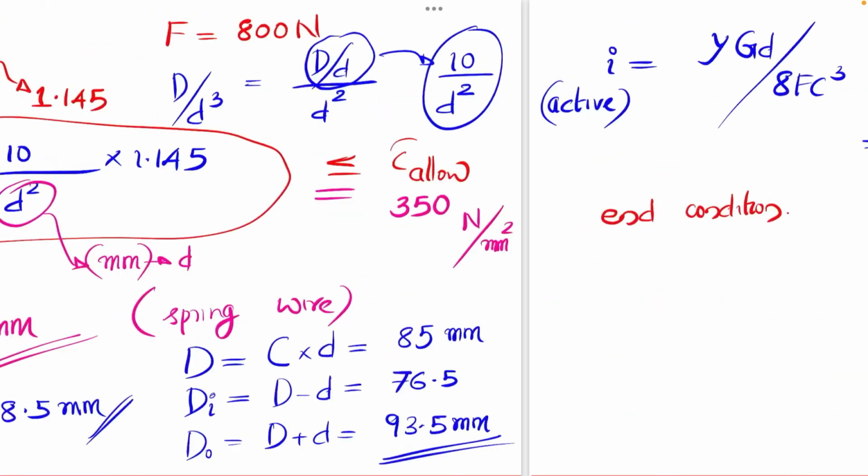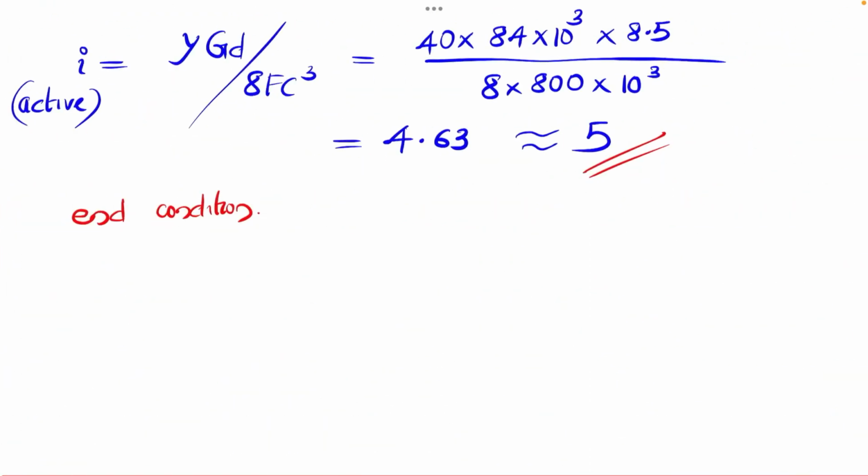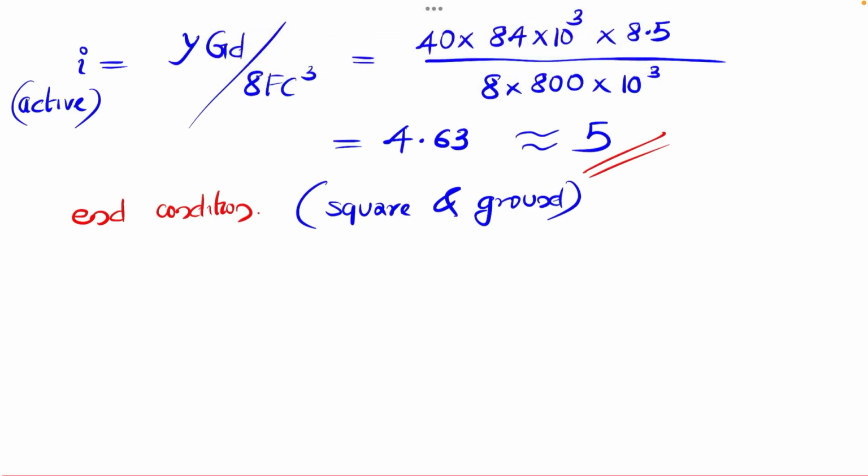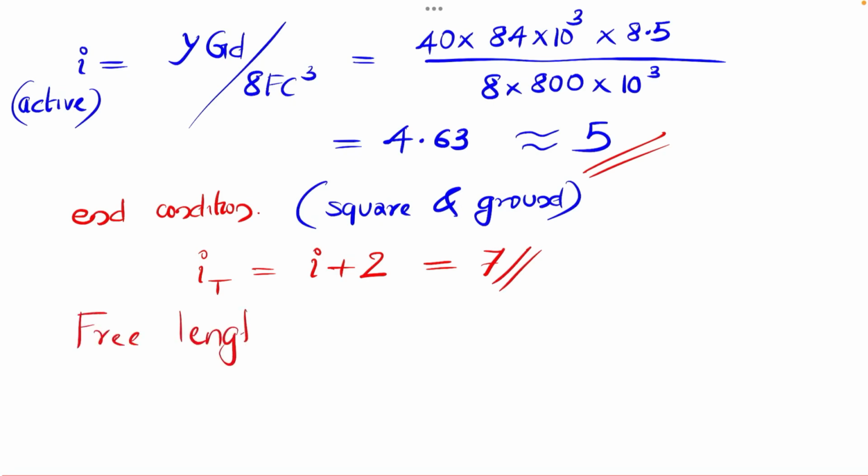So if the active number of coils is i, then the total number of coils is given by i plus 2. For this spring, I am selecting the square and ground ends construction. This is the assumption; you can select any type. Then the total number of turns is equal to i plus 2, from this table. So 5 plus 2 will be equal to 7. So this is the total number of coils.